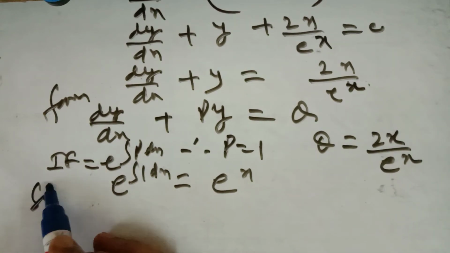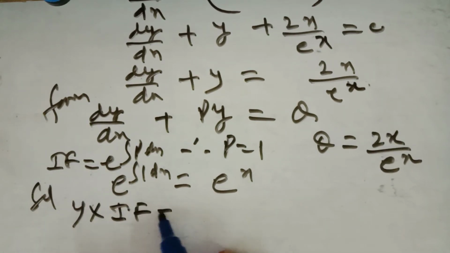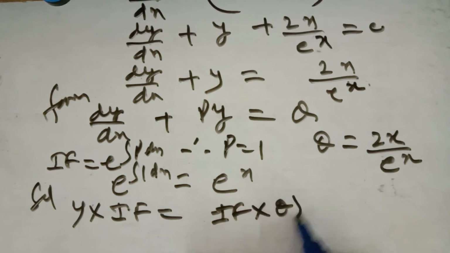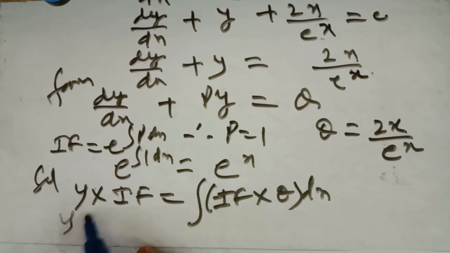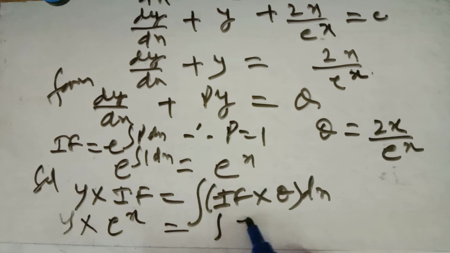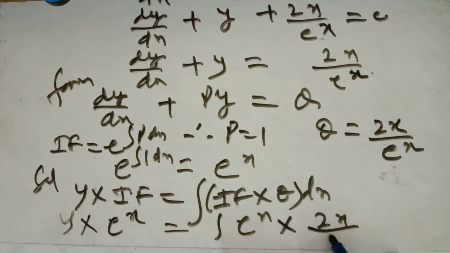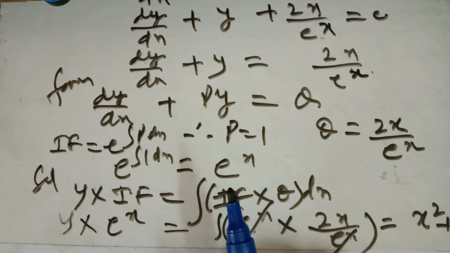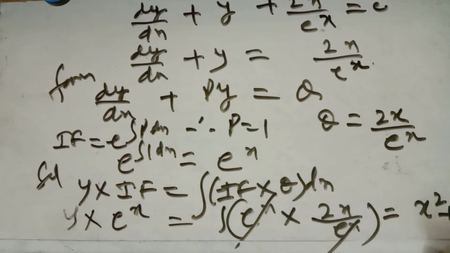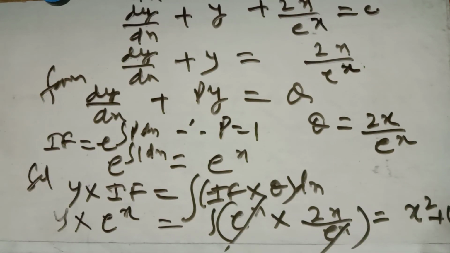So the solution is, you know, y into integrating factor is equal to the integral of integrating factor into q with respect to x. So e to the power x is the integrating factor, and q is 2x upon e to the power x, so e to the power x will be cancelled out and the integration of 2x will be x square, because integration of x is x square upon 2 and the 2 will be cancelled out. So the solution of this differential equation is y into e to the power x is equal to x square plus c.